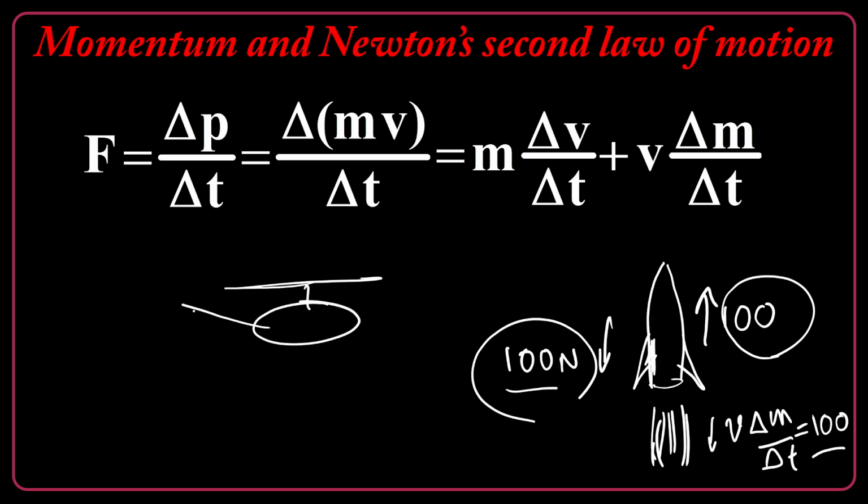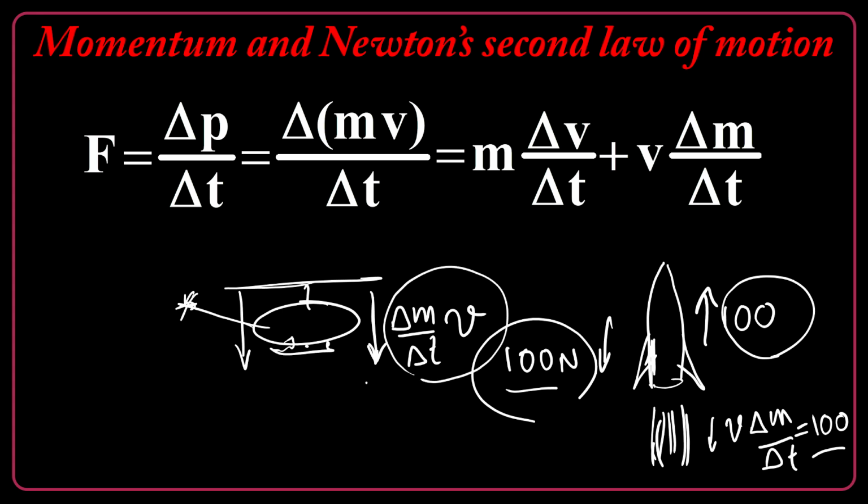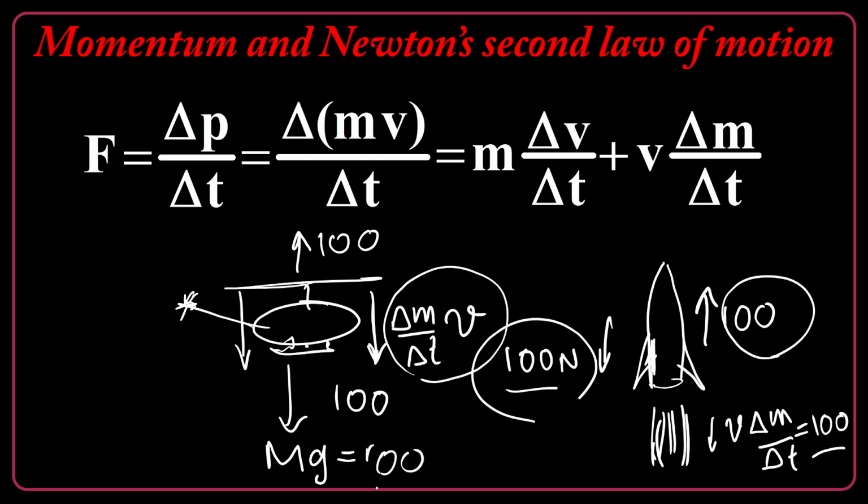Let's say the helicopter with a rotating blade is pushing a mass, a constant rate of mass like delta m over delta t at a speed of v. Okay, this is the helicopter. So this v delta m over delta t is creating a force. Again, let's say this force is 100 downward. The reaction on the helicopter is 100 upward. And if now the mg, the total weight of the helicopter, is again 100, the helicopter is hovering, it's not accelerating. This is today's lesson.